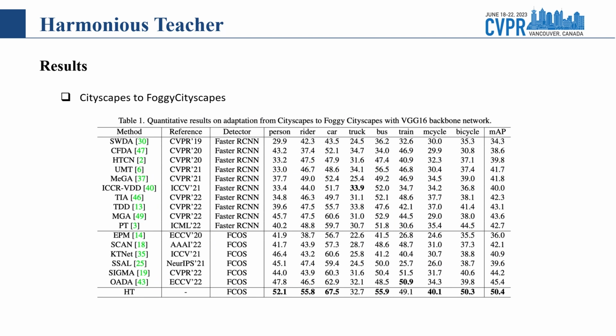Now we will show both quantitative and qualitative results of our model. We evaluate the proposed method on 4 cross-domain detection tasks. We take the adaptation from Cityscapes to Foggy Cityscapes as the example. It clearly shows that our proposed Harmonious Teacher outperforms the existing methods by a large margin. More results on other benchmarks can be found in our paper.